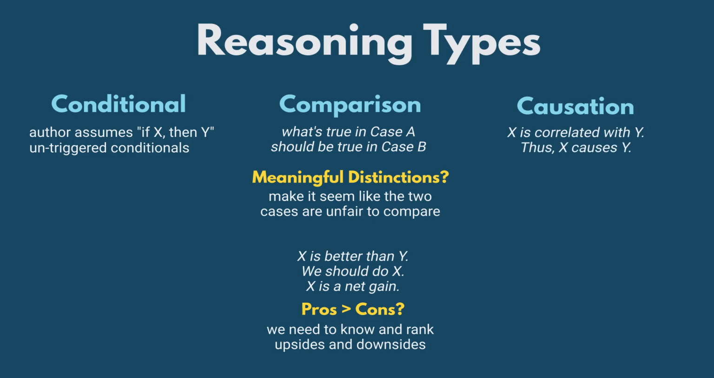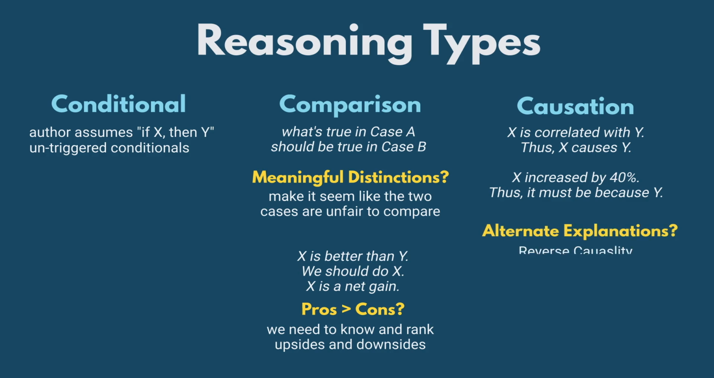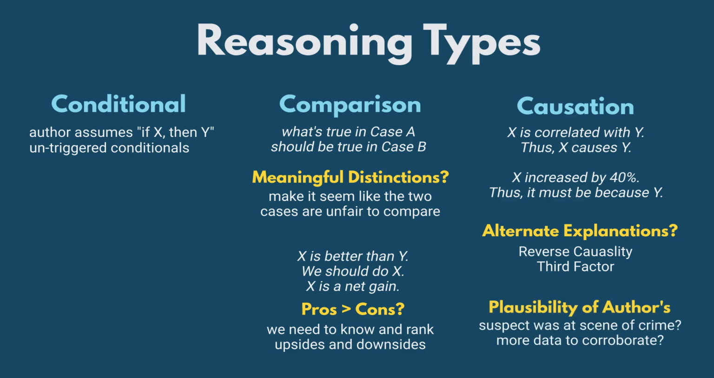In causal arguments, the author normally presents some asymmetric comparison and then tries to explain why it is occurring. And our main gear of skepticism is to consider alternate explanations, but we'll also consider whether the author's explanation is plausible. Like, was the suspect at the scene of the crime? Do you have any more data to corroborate your story here?